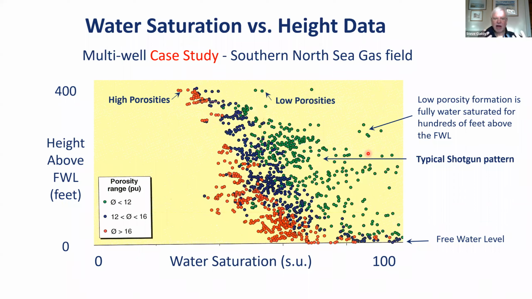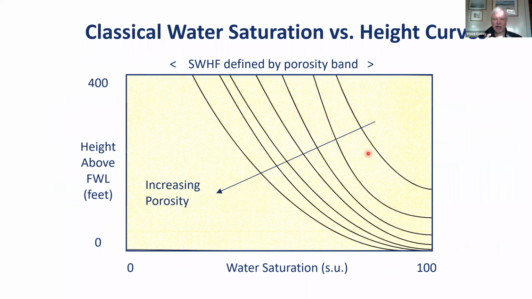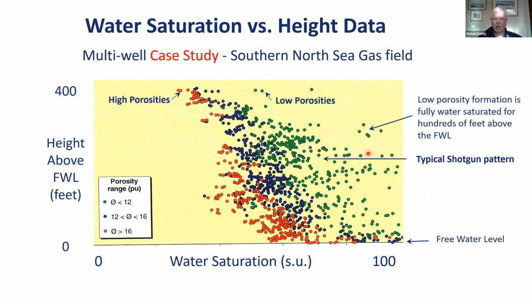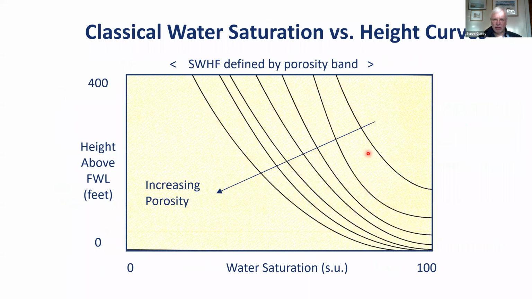Now we need to put lines through that so we can model it for the reservoir modeler to describe it in our reservoir model. And these are the actual lines that were submitted to the government agency to develop the field development plan. So you've got water saturation against height, and they found that it was best to define SW by different porosity bands, as shown here, the very high porosities to the left and the low ones.